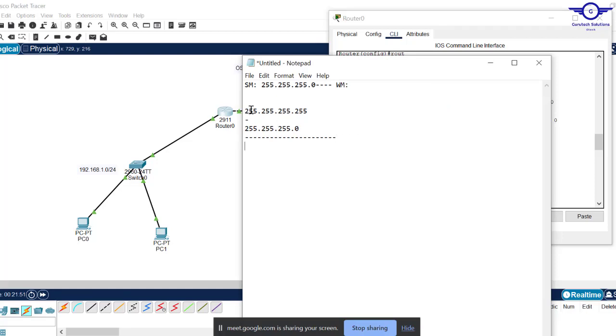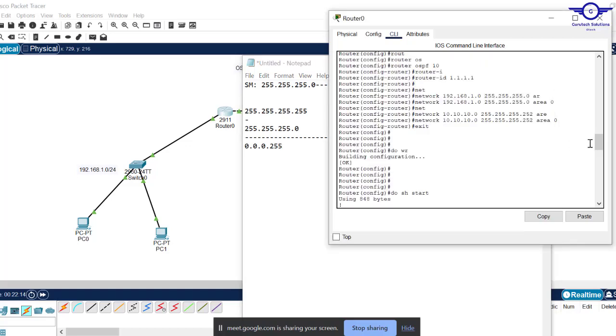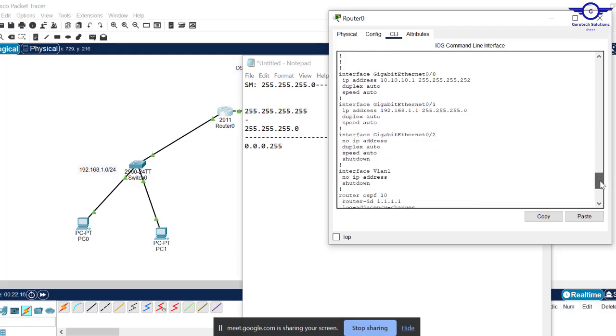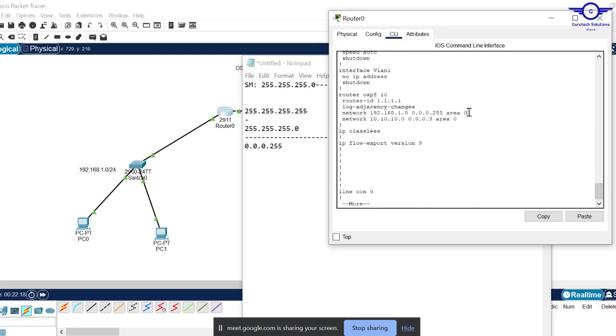We minus here. Now we take 255 here minus 255 here will be 0. So it's 0 dot. Then this one minus 0, then here also dot 0. Then 255 minus 0 is 255. So that's how we calculate wildcard mask. So in this case also, if I go down here, you will see it's here with its wildcard mask.